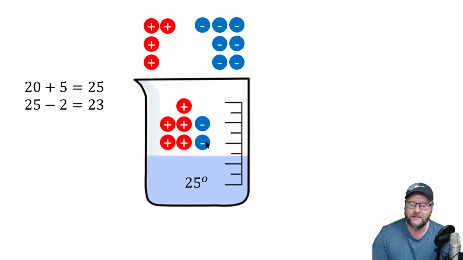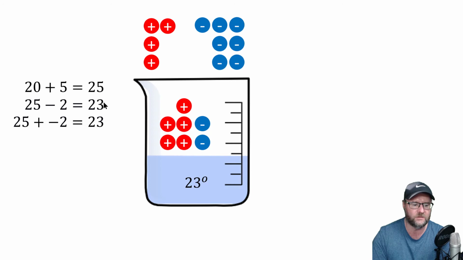I'm going to add 2 negatives. I was at 25, and I added negative 2. Mathematically, I can see that now I've dropped to 23 degrees. Mathematically, that looks like this. I was at 25, I added negative 2, and I got to 23.